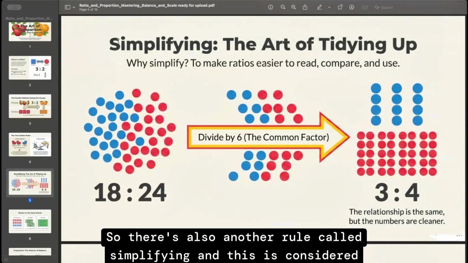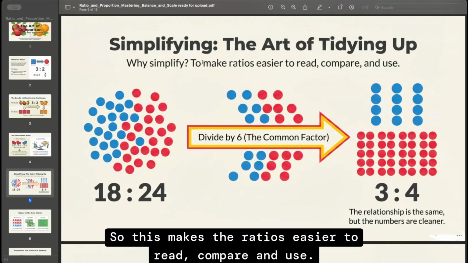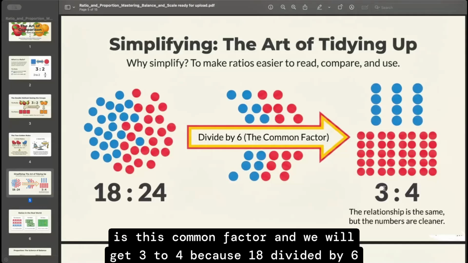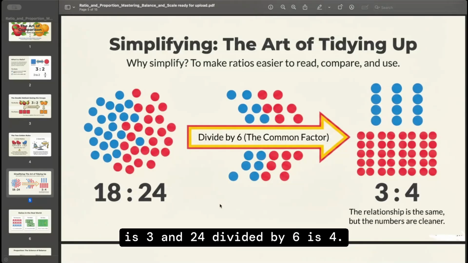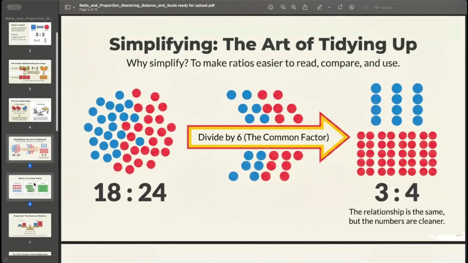So there's also another rule called simplifying, and this is considered like tidying up messy fractions. This makes the ratios easier to read, compare, and use. So for example, if we have 18 to 24, then we can divide by 6, which is its common factor, and we will get 3 to 4, because 18 divided by 6 is 3 and 24 divided by 6 is 4. The relationship is the same, but the numbers are much more simplified and organized.